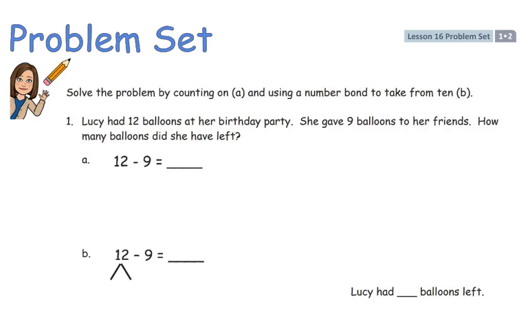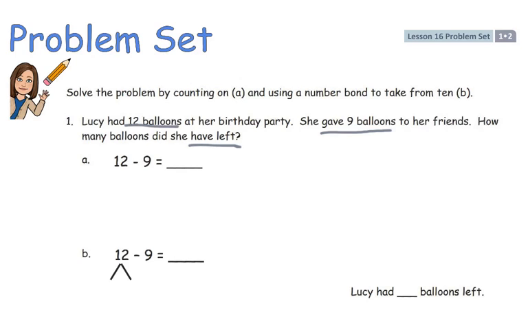It says, Lucy had 12 balloons at her birthday. Let's underline 12 balloons. She gave 9 balloons to her friend. Underline, gave 9 balloons. So if she gave them away, are we going to add or subtract? We're going to subtract because she gave them away. She doesn't have them anymore, so it's like taking away, gave away. How many balloons did she have left? And have left is also a clue that we're subtracting.